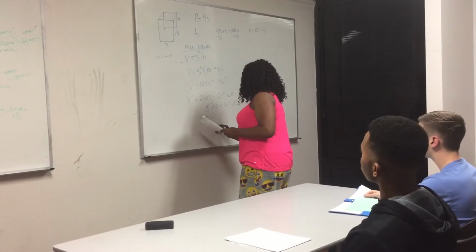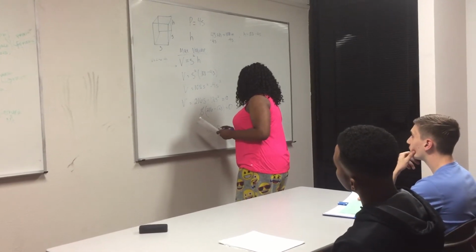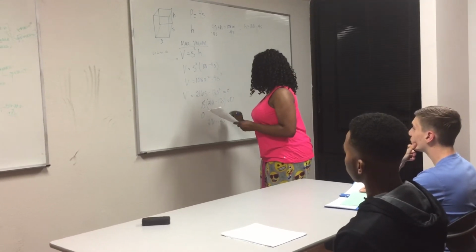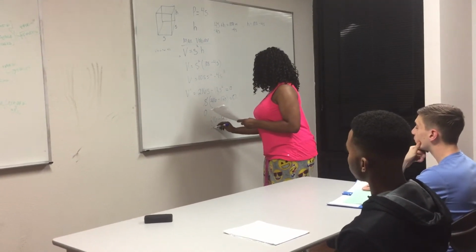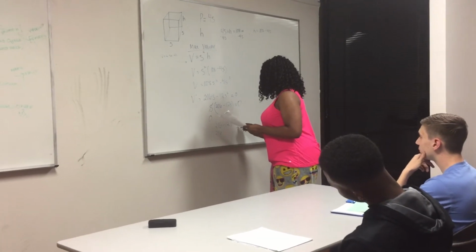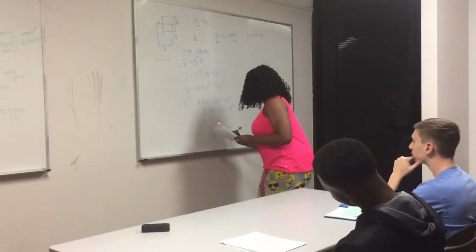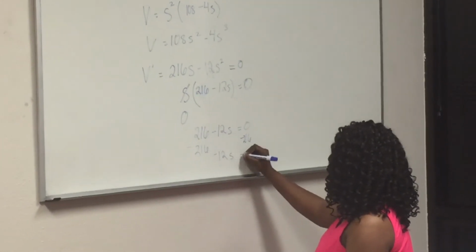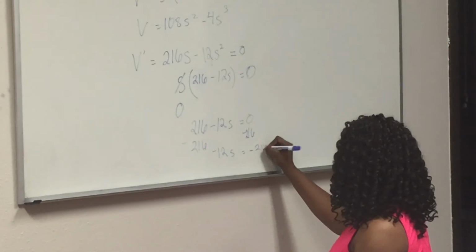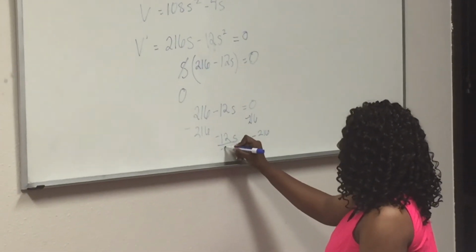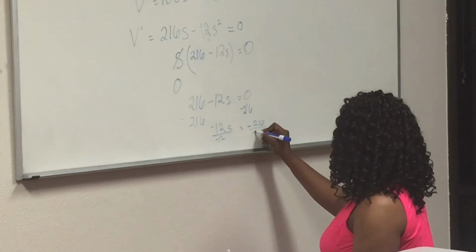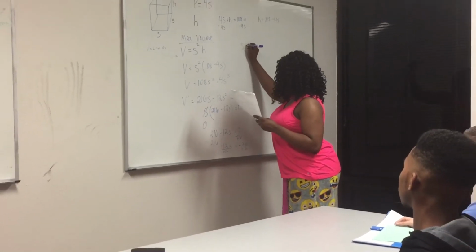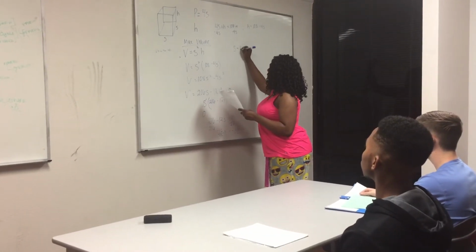That leaves us with 216 minus 12S is equal to 0. With this, we solve for the remaining S. We subtract 216 from both sides, which gives us negative 12S is equal to negative 216. We divide both sides by negative 12, which gives us S is equal to 18.